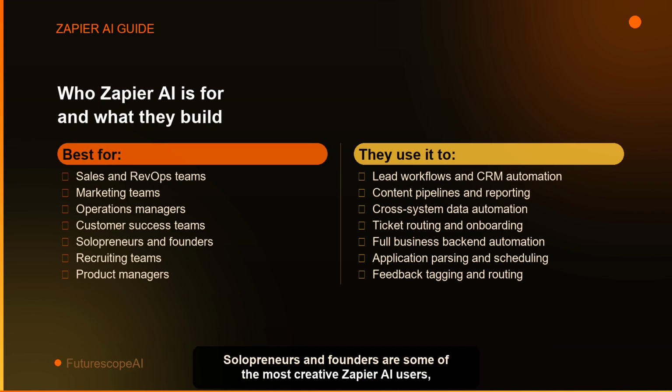Solopreneurs and founders are some of the most creative Zapier AI users, automating entire business backends without a developer or IT team. Recruiting teams automate the application pipeline from intake to scheduling. And product managers use Zapier to collect, tag, and route feedback so the right person sees the right insight without a manual triage process.